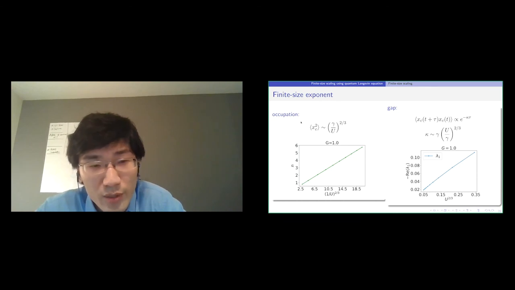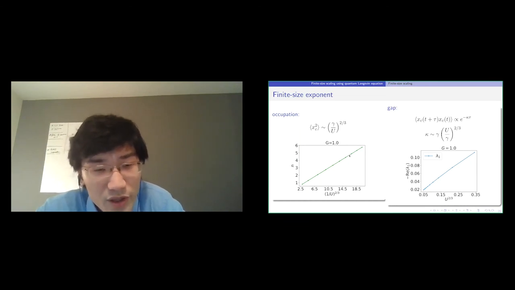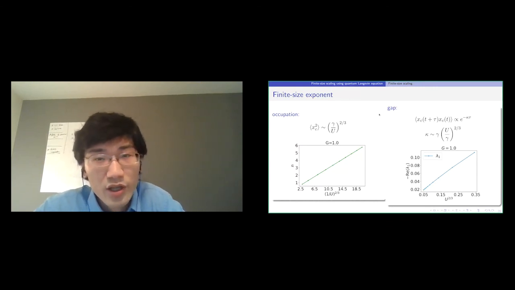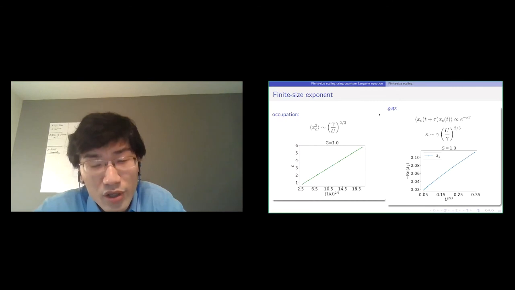For example, the occupation number is proportional to x classical squared. You can show that the distribution will just give you a scaling that's 1 over u to the power 2 divided by 3. Here are some data from exact diagonalization. You can see that there's a very nice relation between n and 1 over u to the power 2 divided by 3. Another thing is that we can look at the scaling of the gap, or the divergence of the correlation function, as the thermodynamic limit is reached.